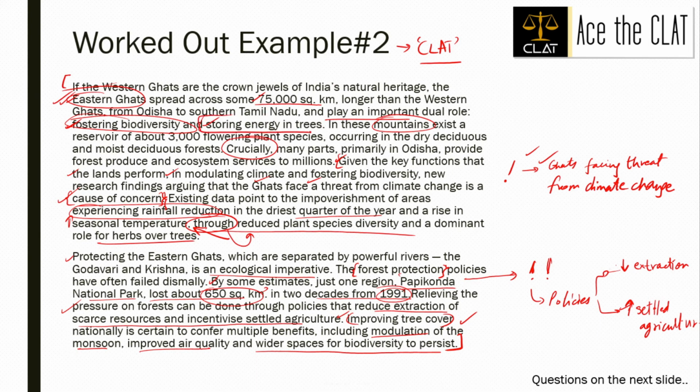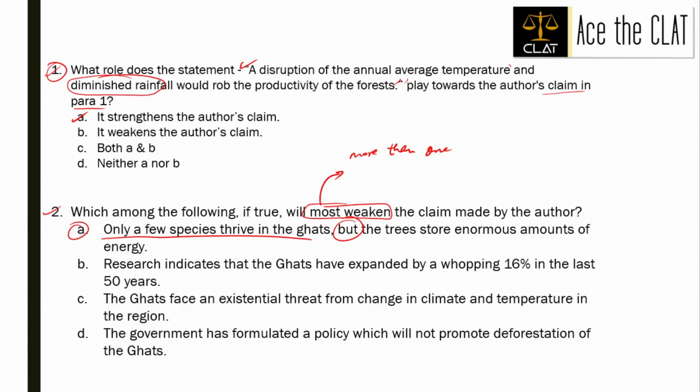here look at this part. The author says that the Eastern Ghats does play an important role in storing the energy in trees, and our option choice also says that the trees store large amounts of energy, which means that it does weaken the argument partly but not comprehensively, right? So A is not the correct option.